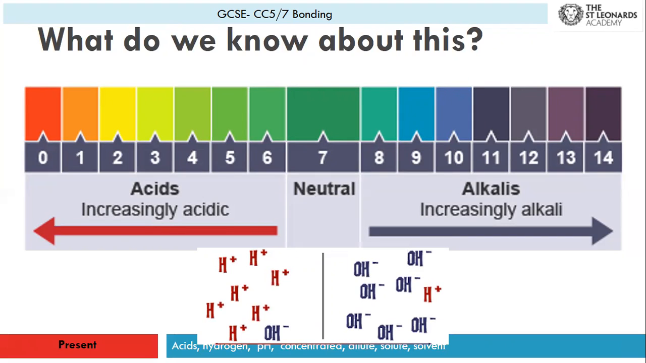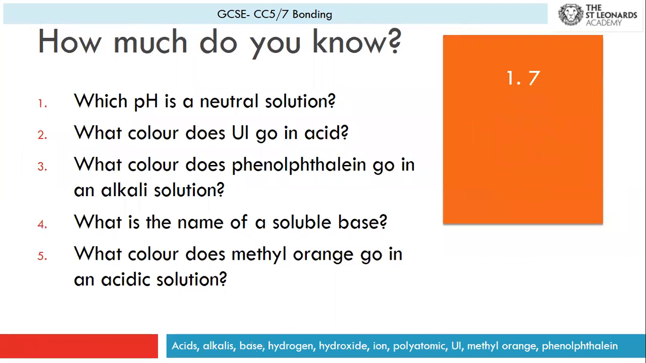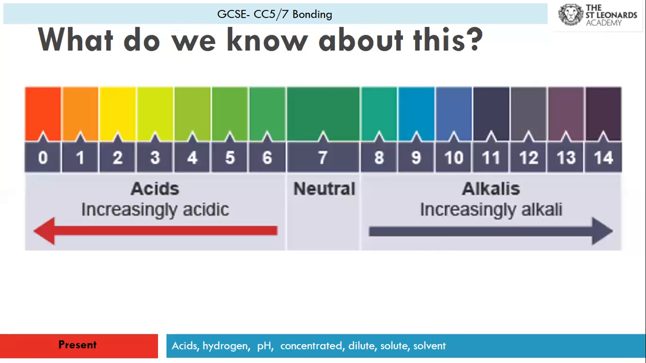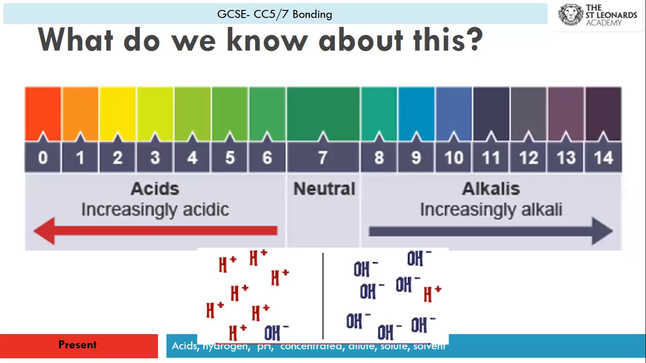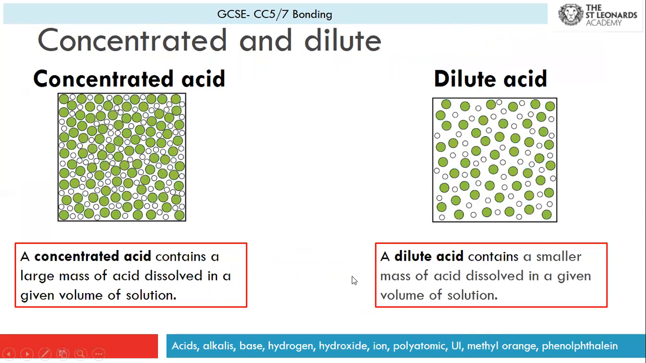Right then, year 10. So as you can see, acids have positively charged hydrogen ions, and alkalines have a high concentration of hydroxide ions.